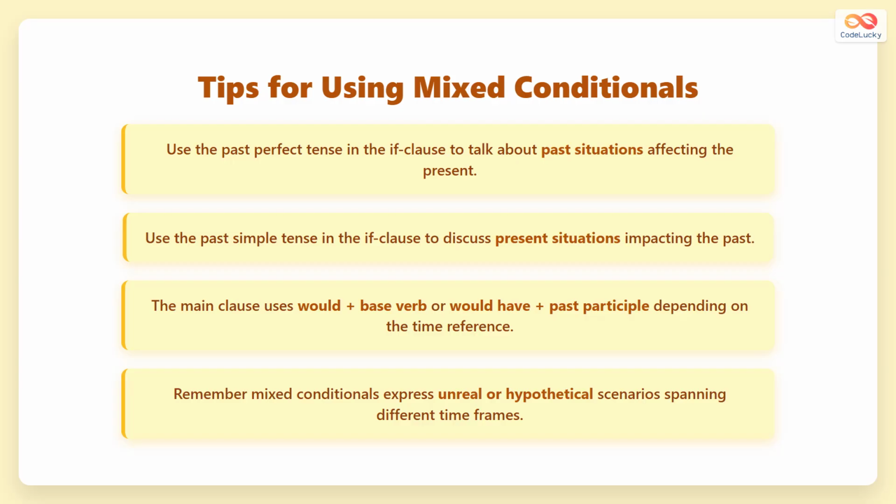Use past perfect tense in the if clause for past situations affecting the present. Use past simple tense in the if clause for present situations impacting the past. Main clause uses would plus base verb or would have plus past participle depending on time reference. They express unreal hypothetical scenarios across different time frames.